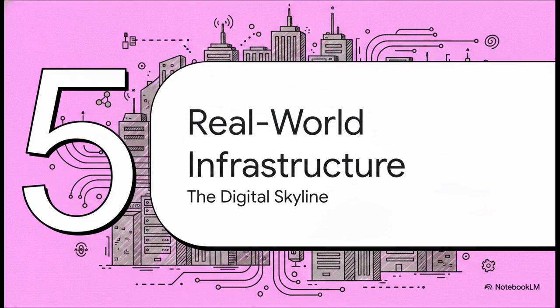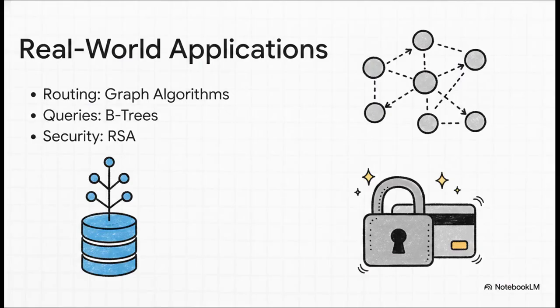Let's check out the digital skyline. I really want to emphasize that these algorithms are not abstract academic exercises meant to torture computer science students. They are the literal infrastructure powering your life. Graph algorithms route the internet traffic. B-trees accelerate huge database queries because they minimize slow disk reading and writing. Number theory enables RSA, SSL, and all your secure online payments. They are the invisible pipes of the digital age.